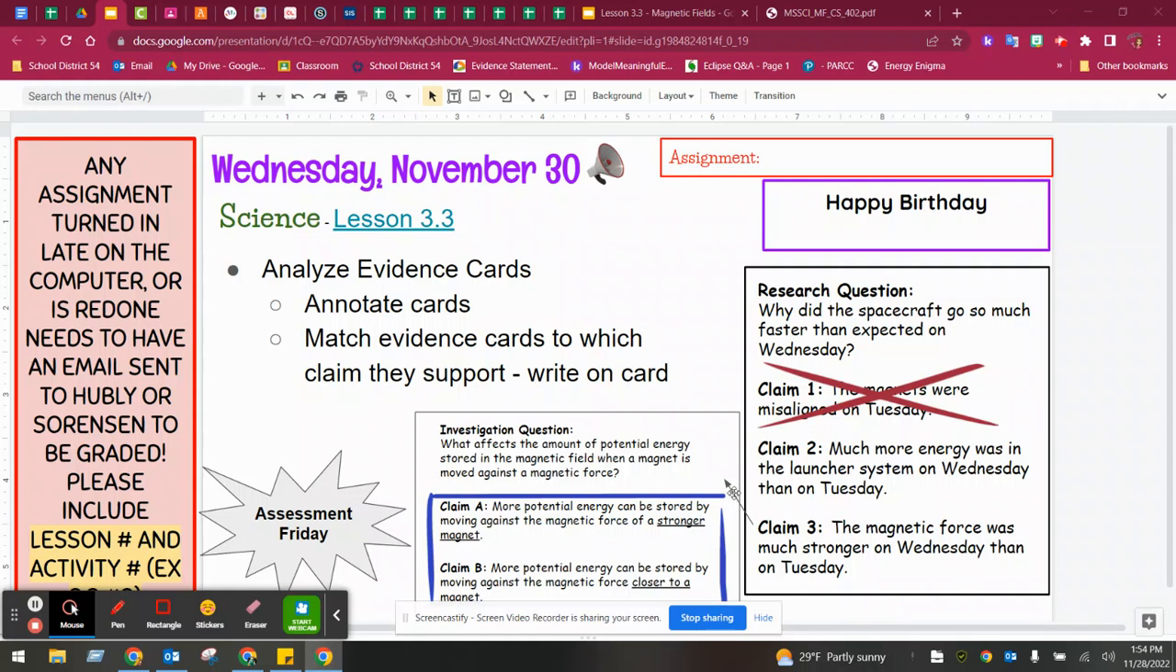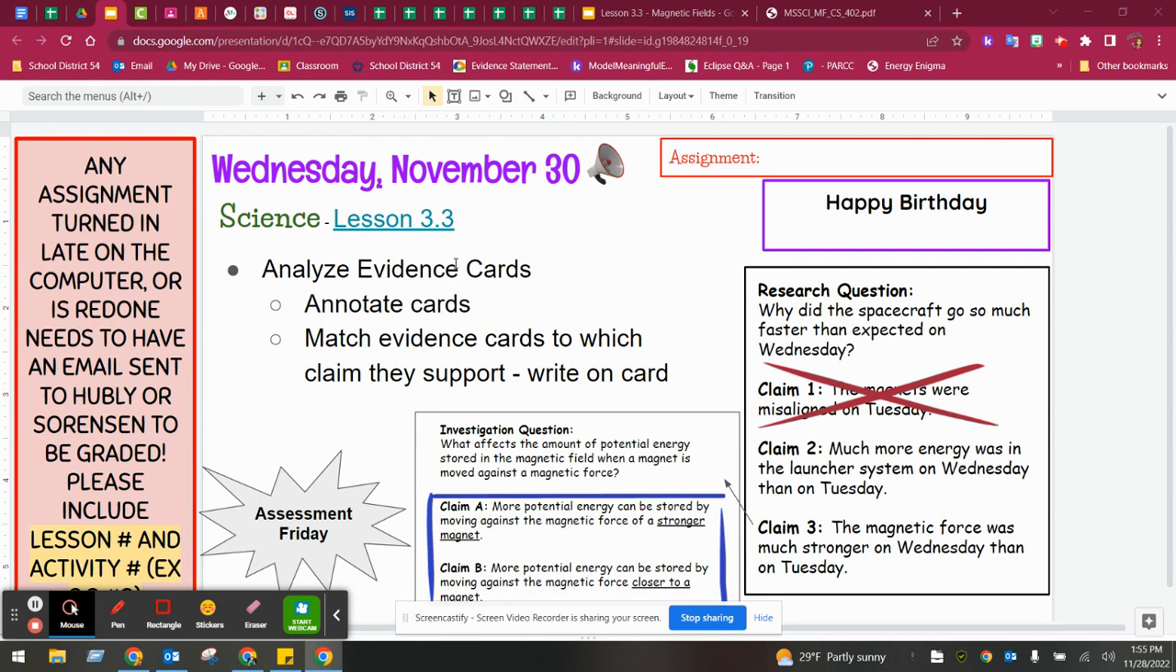However, I have left this Screencastify for you guys so that you can follow along with how the lesson would be completed had I been there. Looking at our agenda for today, you see that we're going to be completing lesson 3.3. And during lesson 3.3, we're going to be analyzing evidence cards. We talked about this briefly on Monday and Tuesday.